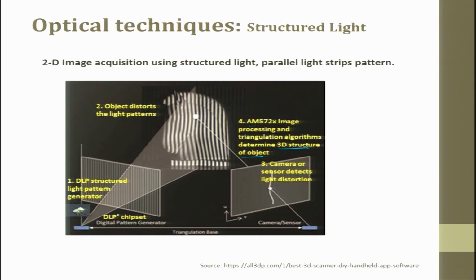So, you have the DLP structured light pattern generated from here, it passes through a chipset or a mask, and then this is projected onto the object, which is white in color. Okay. And then this is captured by a camera. The camera has software which does the triangulation technique and acquires the data.